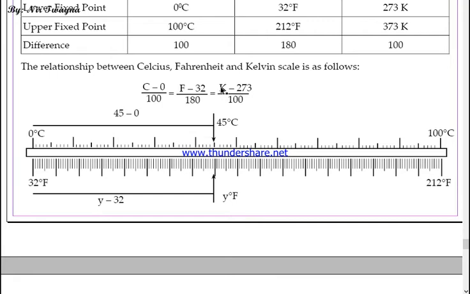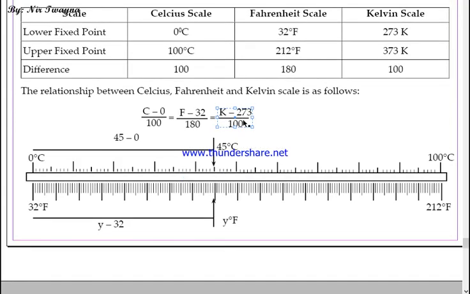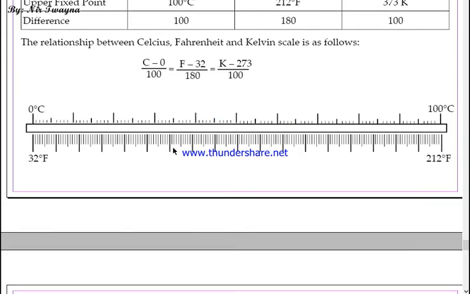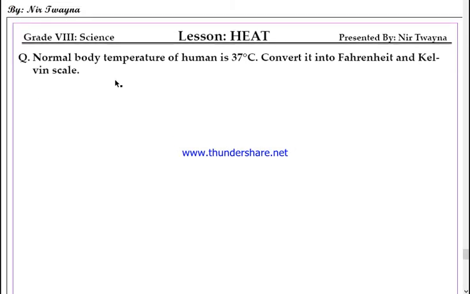Similarly, by using the same method, you can derive the relationship for Kelvin also: Kelvin value minus its lower fixed point 273, divided by the total difference 100. So don't forget this formula. This relationship is very important for doing numericals from this lesson. Now let's do the numerical.